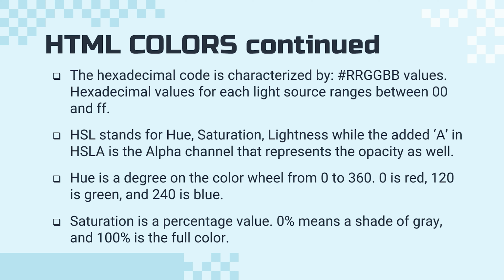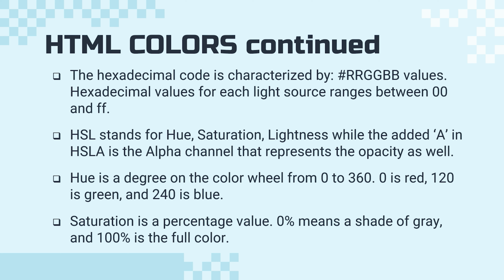HSL stands for hue, saturation, and lightness, while the added A in HSLA is the alpha channel that represents the opacity as well, just like in RGB and RGBA. So hue is a degree on the color wheel, which has values from 0 to 360. 0 is red, 120 is green, and 240 is blue.